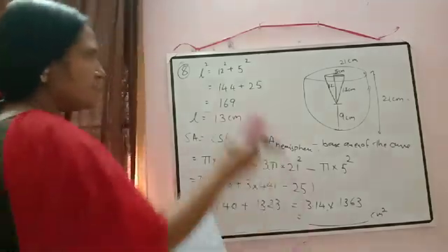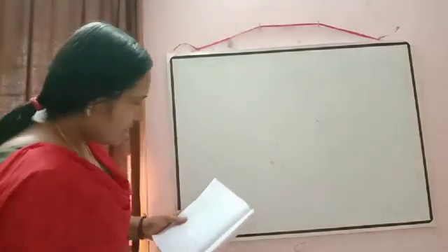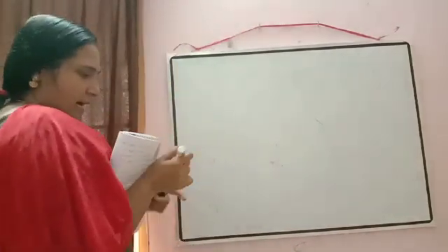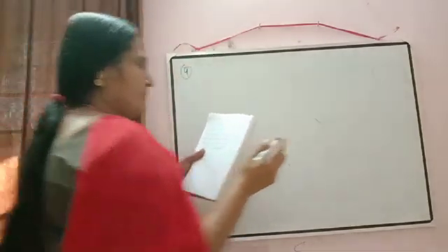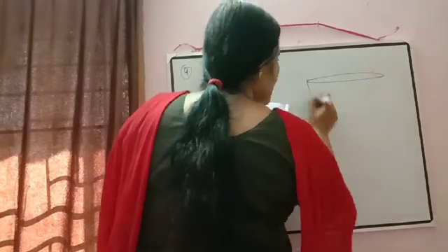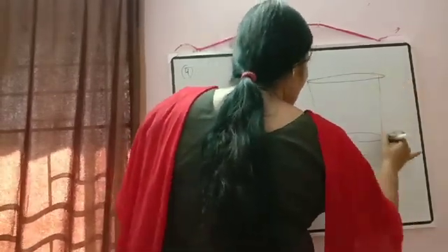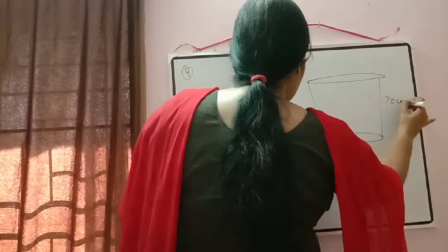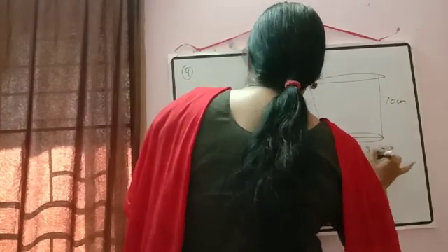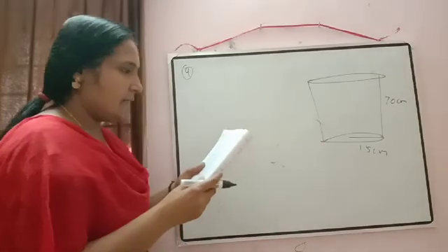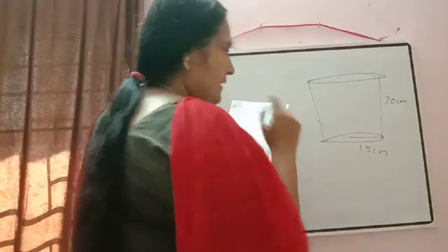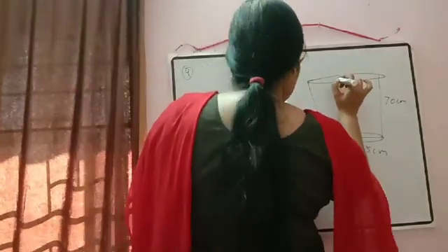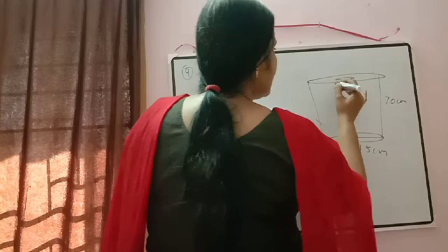The next question, it is written: from a solid cylinder of height 70 centimeter and radius 15 centimeter, two conical cavities, each of radius 6 centimeter and height 8 centimeter.